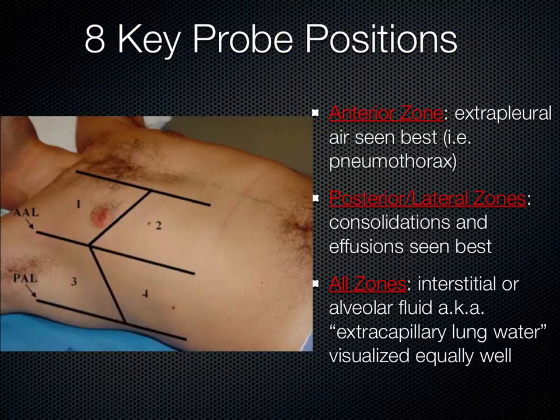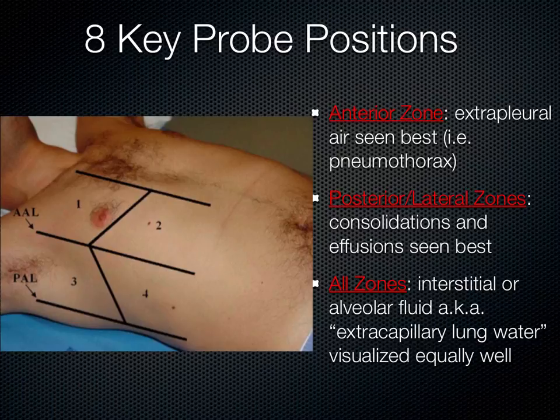There are really 8 key positions, 4 on each side of the chest, that we want to scan when we're performing pulmonary ultrasound. The anterior zones 1 and 2 are best for viewing extrapleural air. For instance, when there's a pneumothorax and there's air between the lung and the chest wall, it's going to collect anteriorly in a patient who's supine.